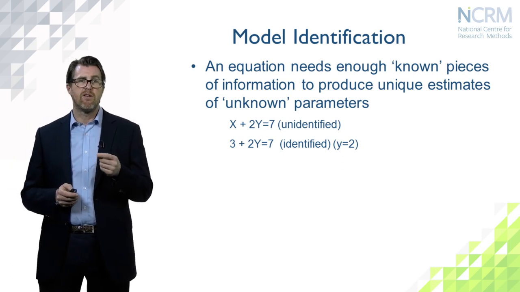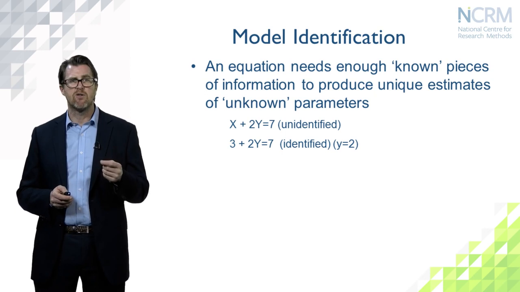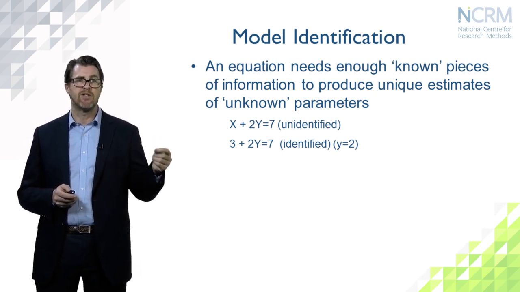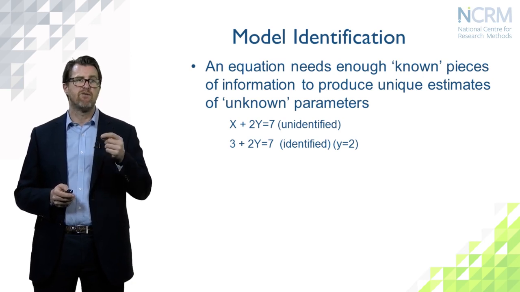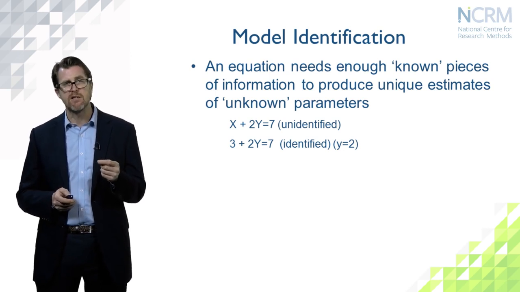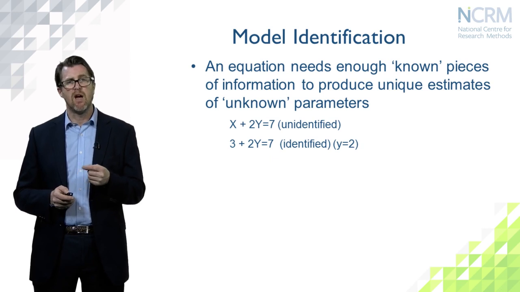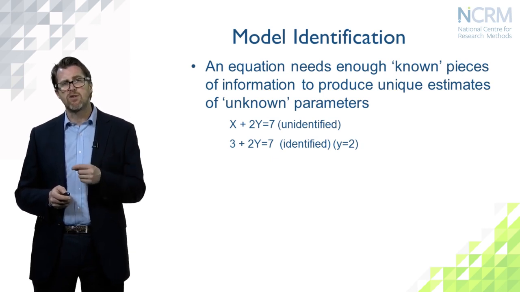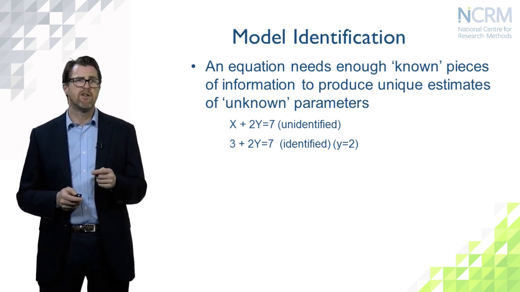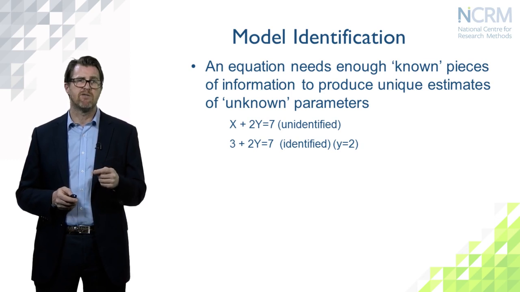Now, there is something else to know about identification, which is that it's a theoretical property of the model. It's not really linked to the data as such, so we can figure out what the identification status of a particular model is without having any data or estimating any parameters. But it's also true to say that a model can be theoretically identified, but empirically unidentified given a particular set of data.